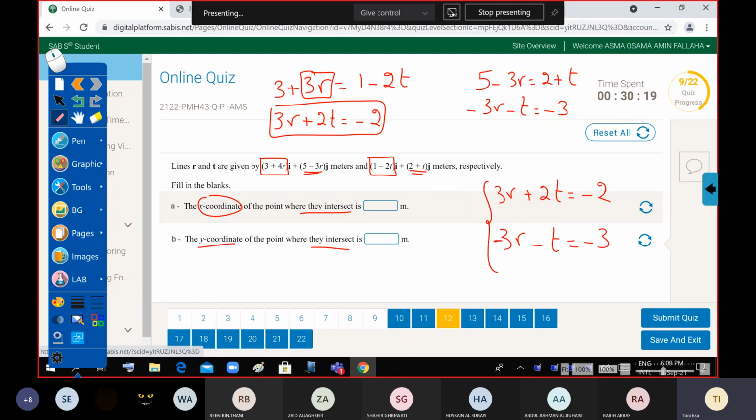Either you use your calculator, or you can see here that I have 3 and minus 3, so I can add. When you add, this and this will cancel out and you are left with t, because 2t minus t is t, and here we get minus 5. So t is minus 5. If t is minus 5, how can I find r? I substituted: 3 plus 4r is equal to 1 minus 2, so it will be 4r.